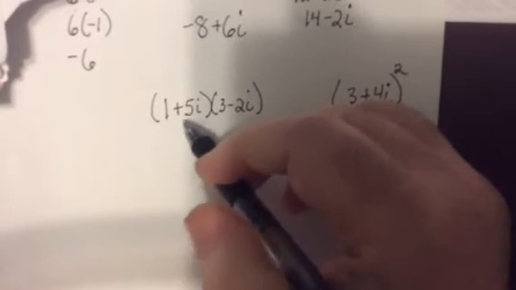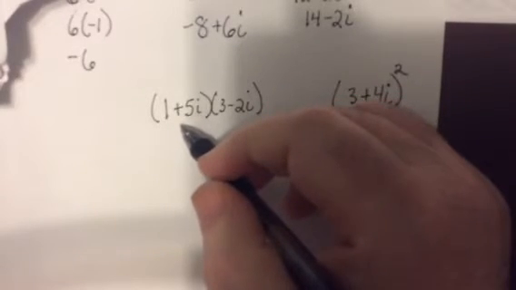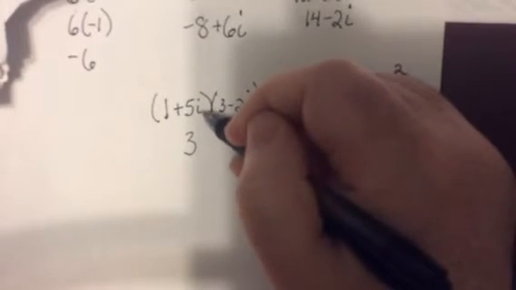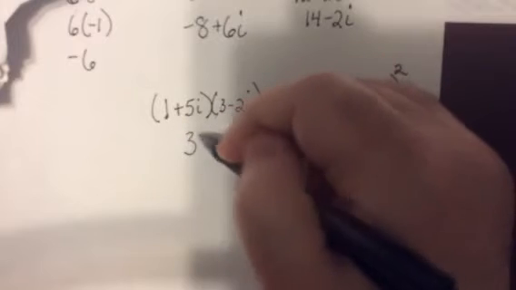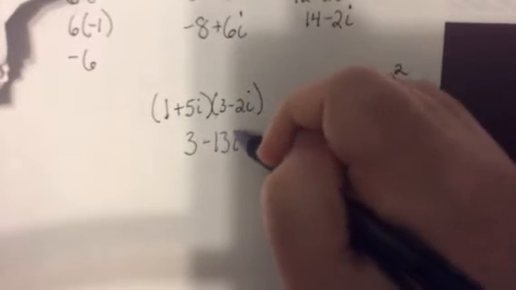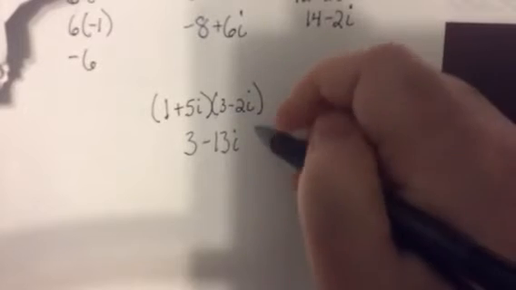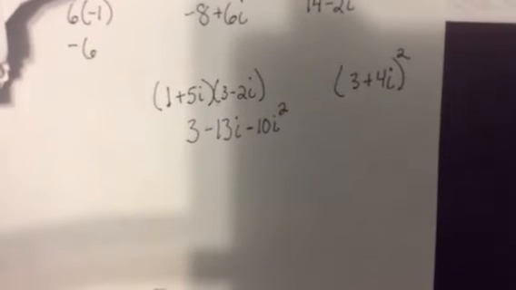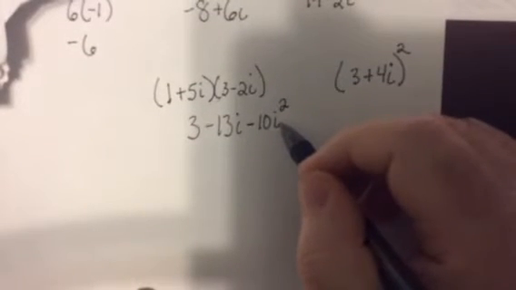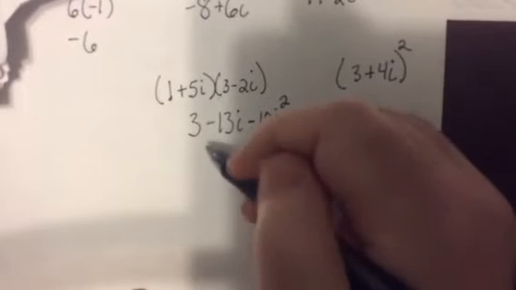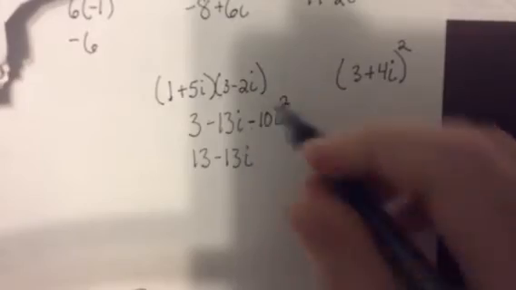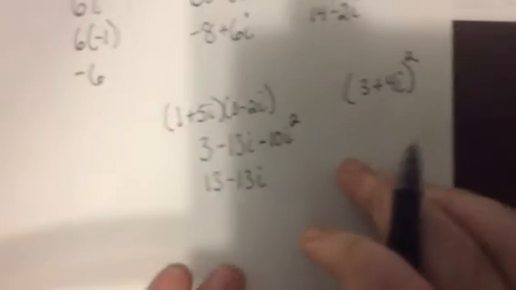Okay, good. So let's FOIL. You've done this before. So it's 1 times 3 is 3. 15I minus 2I is minus 13I. And 5I times minus 2I is minus 10I squared. So, I squared's -1. Negative and negative is plus 10. So it'd be 13 minus 13I. We've done all this before. We're just adding a little bit that I squared is -1.